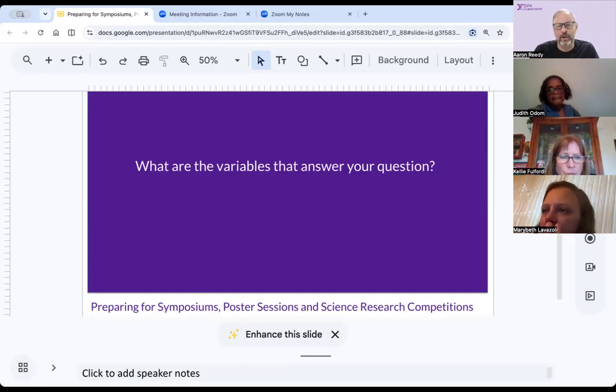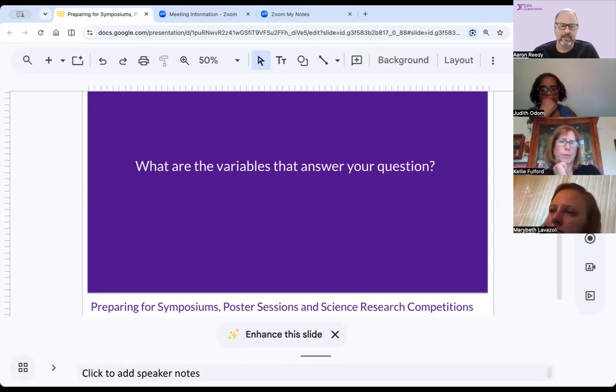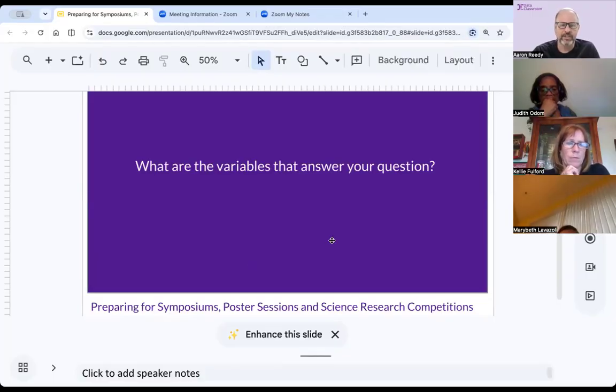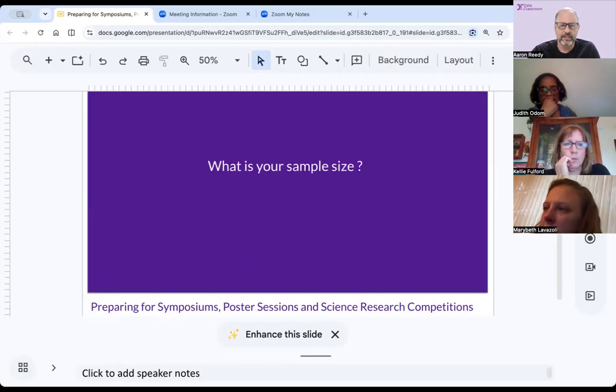This question would be, what are the variables that answer your question? What we're really getting at is, what are the variables that you need to present? What are the variables that are going to be on X? What are the variables that are going to be on Y in your graph? What are the variables that answer your question? And this is not the same as what are all the things you collected data on, or what are all the variables you collected, but what are the variables that answer your question?